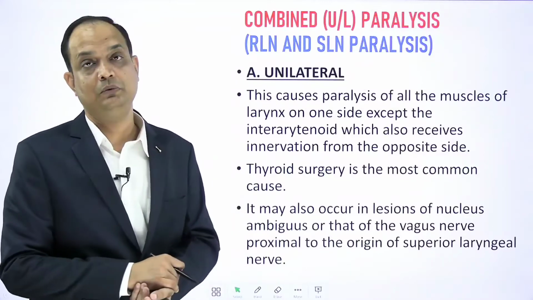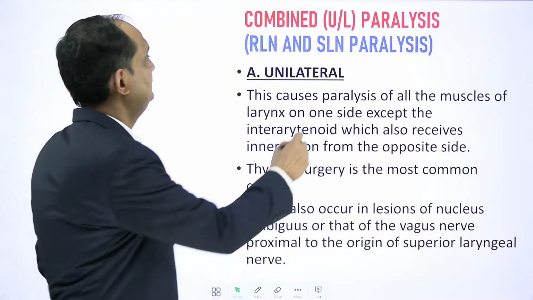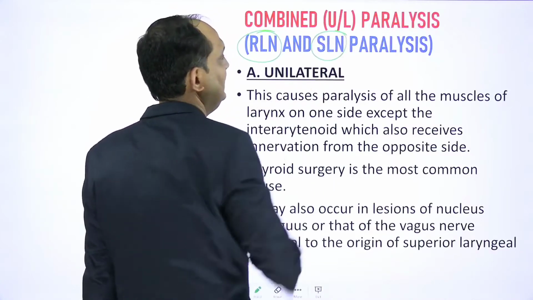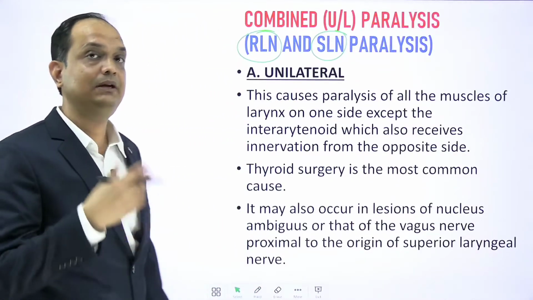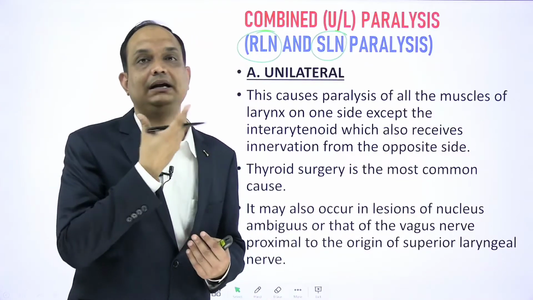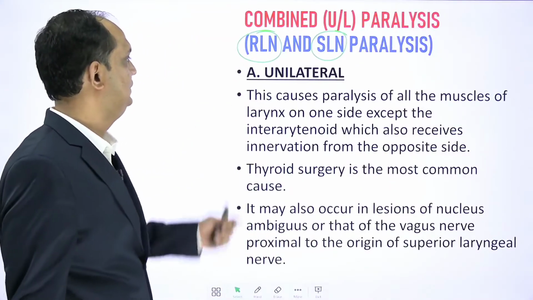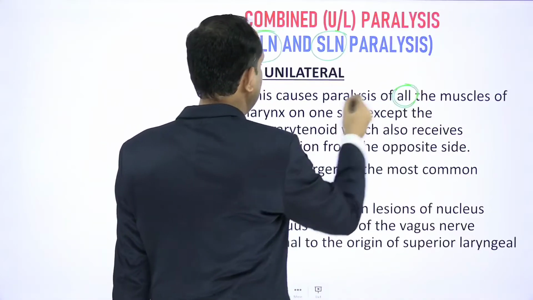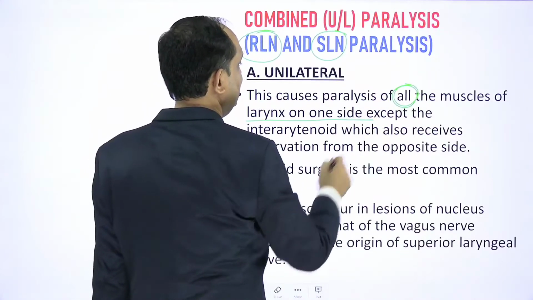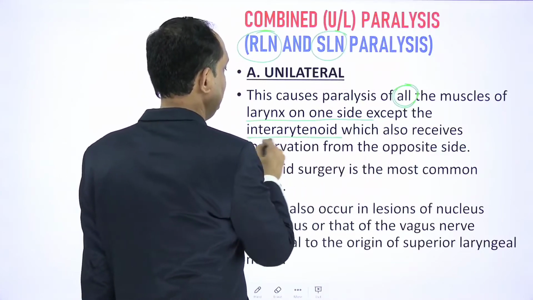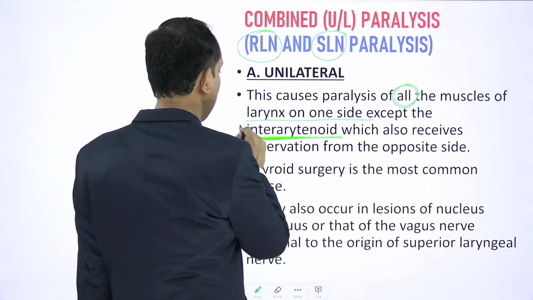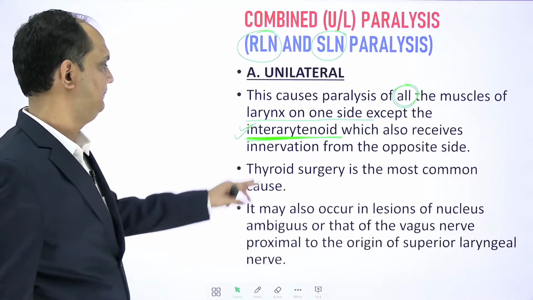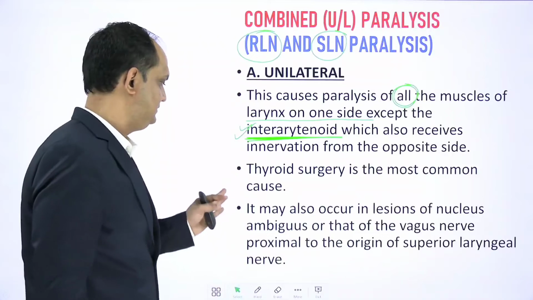Now, there is one more condition. If there is a combined palsy of the recurrent as well as the superior laryngeal nerve, it can again be of two types, unilateral and bilateral. So first, unilateral. Now it causes paralysis of all the muscles of the larynx on the one side except the interarytenoid, because the interarytenoid is the only muscle which also has some supply from the opposite side. Thyroid surgery is the most common cause.